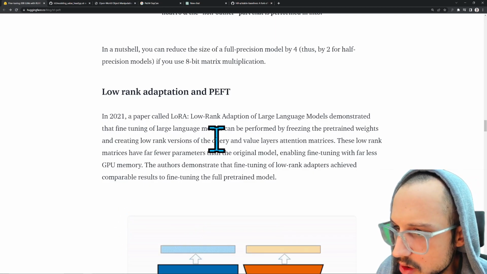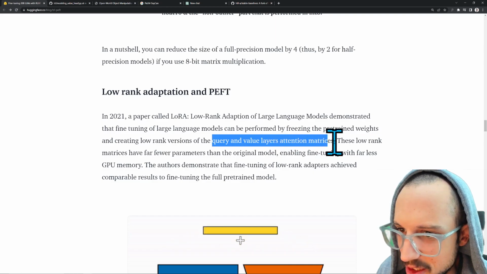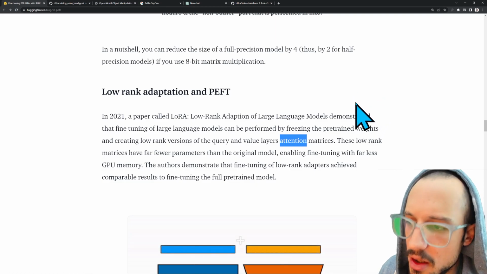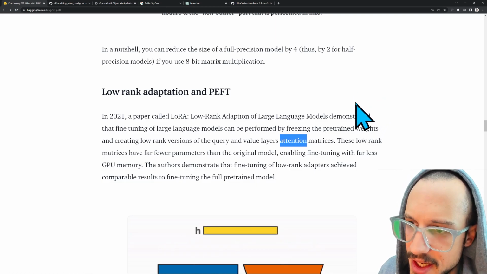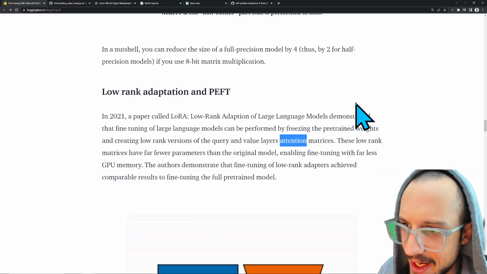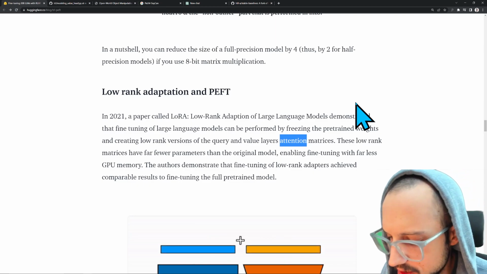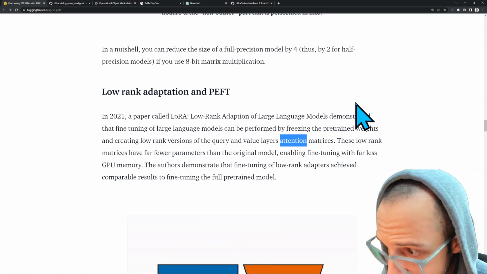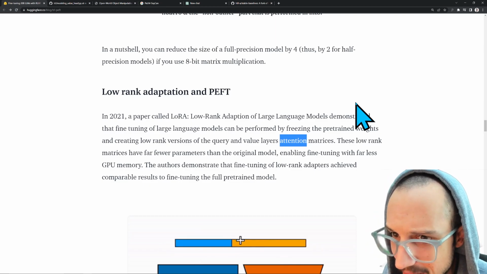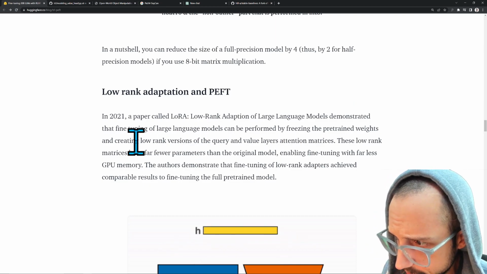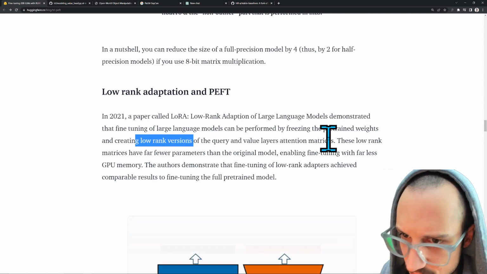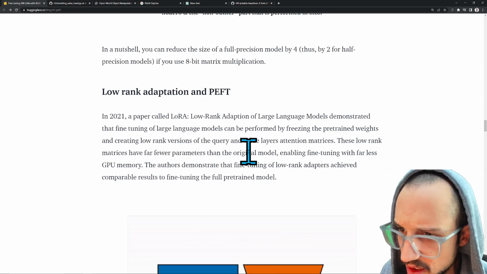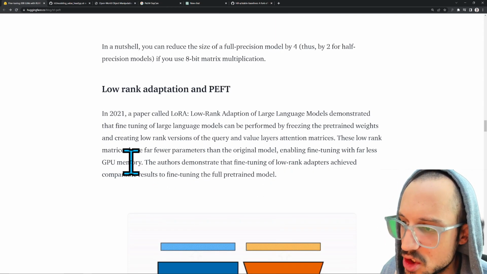Creating low-rank versions of the query and the value layer attention matrices. So large language models are based on this model architecture called a transformer. A transformer is a type of attention mechanism. And within that attention mechanism, there's these different matrices that are basically the inputs and outputs, and they're called the queries, the values, and the keys. Right? And those are matrices. So here, they're creating low-rank versions of those matrices. These low-rank matrices have far fewer parameters than the original model and enable fine-tuning with less GPU memory.